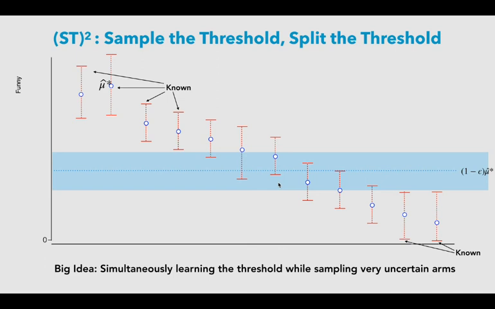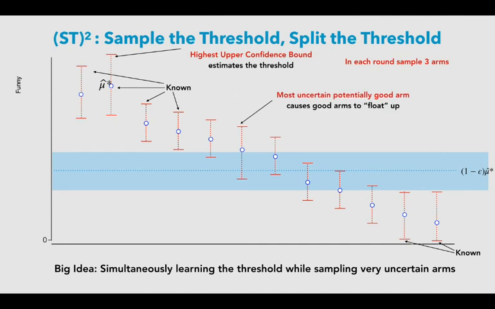We basically proceed in rounds, and in each round we're going to pull 3 arms. First, we'll pull the highest upper confidence bound. Since the threshold is defined in terms of the best arm, this guarantees that we are making progress towards reducing our uncertainty on the value of the best arm and hence the threshold. Secondly, we're going to sample the most uncertain, potentially good arm. And let me explain this more precisely. We look at all arms whose means are above our empirical estimate of our threshold that we are uncertain about, and then we sample the one with the smallest lower confidence bound. It's the one we're most uncertain about among the ones that are good.